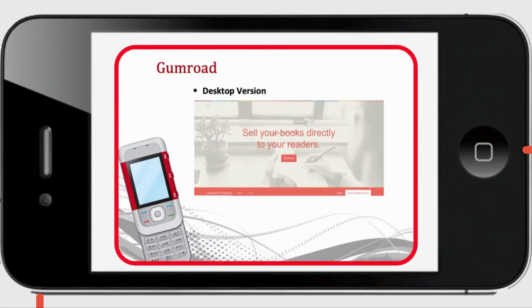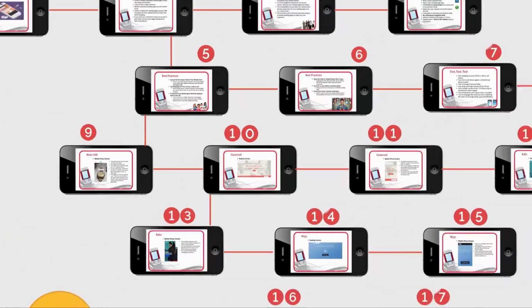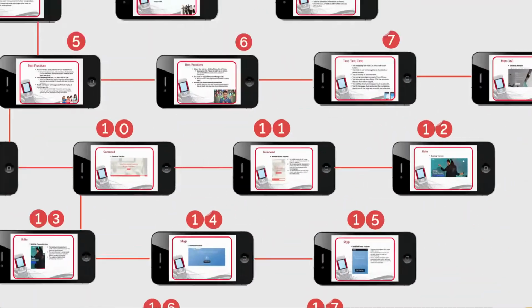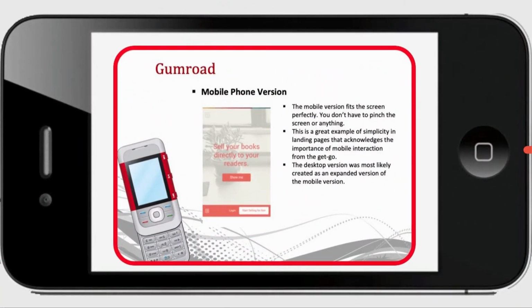So this is the desktop version for Gumroad. And this is the version that you'll see on your mobile phone. The mobile version fits the screen perfectly. You don't have to pinch the screen or anything. It's a great example of simplicity in landing pages that acknowledges the importance of mobile interaction from the get-go. The desktop version was most likely created as an expanded version of the mobile version.